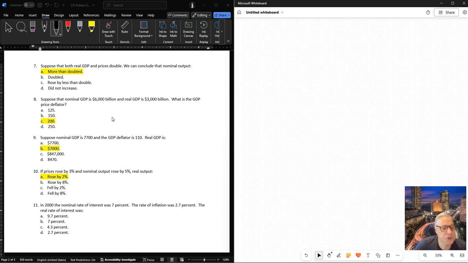Okay, so now we have a similar problem. In 2000, the nominal interest rate was 7% and the rate of inflation was 2.7%. So what was the real interest rate?